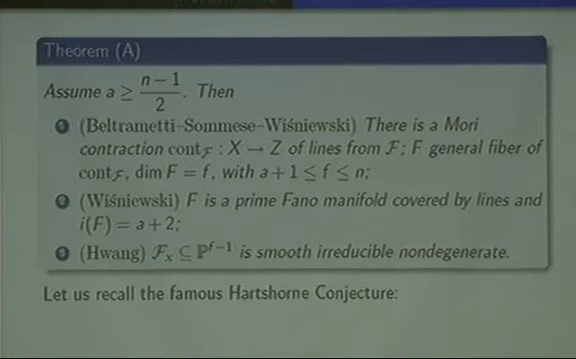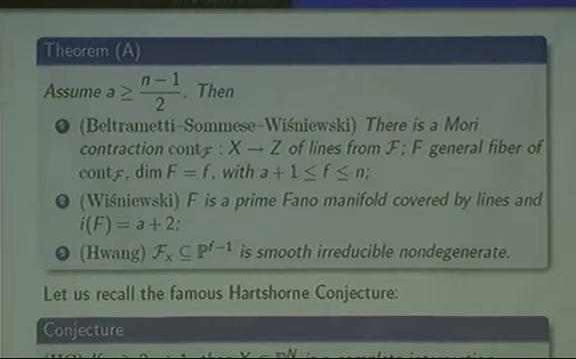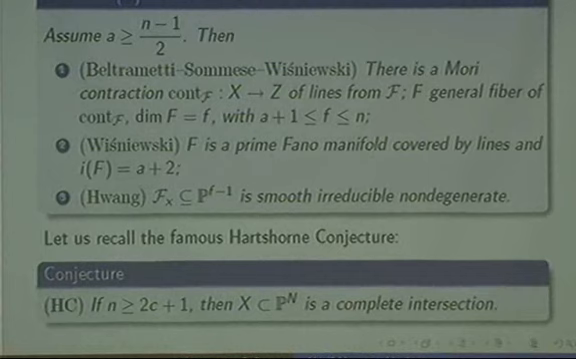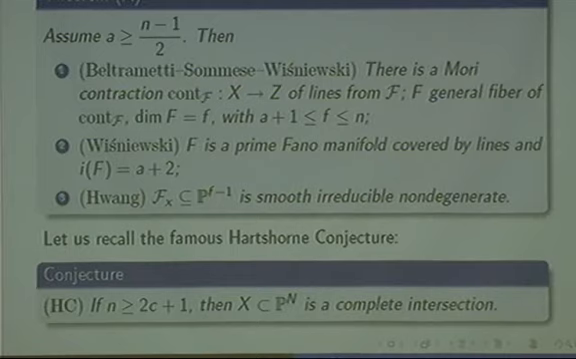Okay. Now, let us recall the Hartshorne conjecture, abbreviated HC. So, whenever the dimension is at least two times the codimension plus one, then X should be a complete intersection. Let me also remind you that when Hartshorne formulated this conjecture some 35 years ago, well, he was basing himself on some examples. In the meantime, some evidence came, mainly through Fyodor's normality theorem.